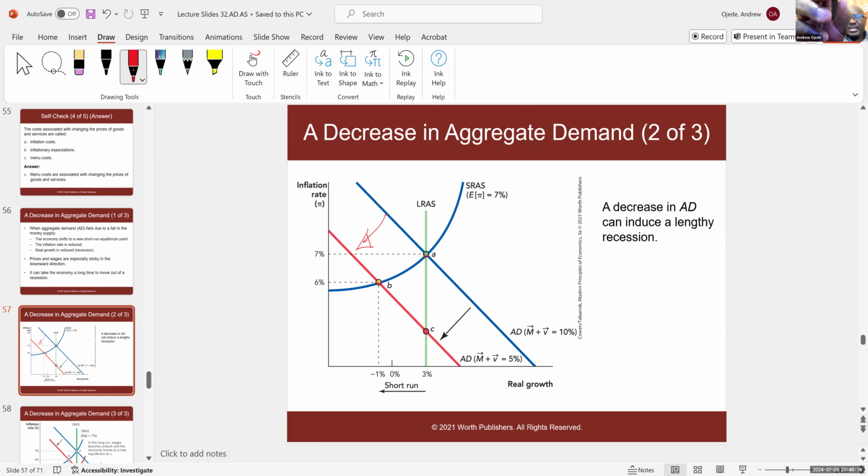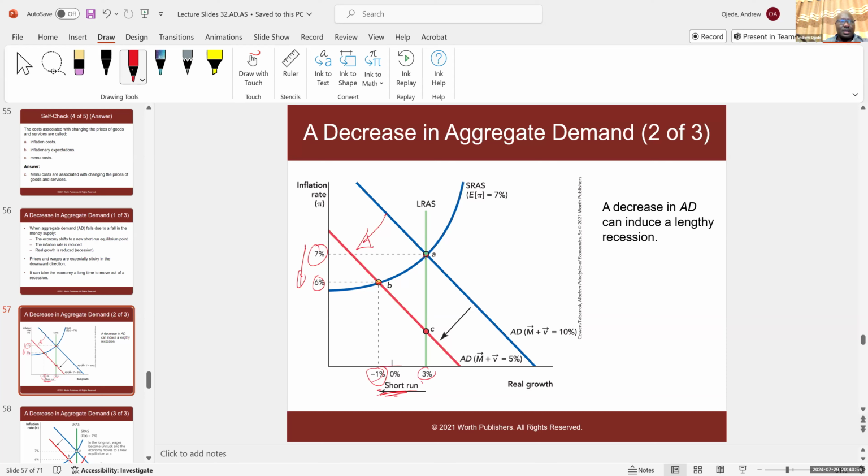So the short run effect is that the economy is going to grow by -1%. Growth is going to fall from 3% to -1%, and inflation is going to fall from 7% to 6%. There's a decrease in inflation. So a decrease in aggregate demand can induce a lengthy recession. A recession is when GDP growth is falling. That means high unemployment. The amount by which the short-run growth deviates from the solo growth would be the size of the recessionary gap.